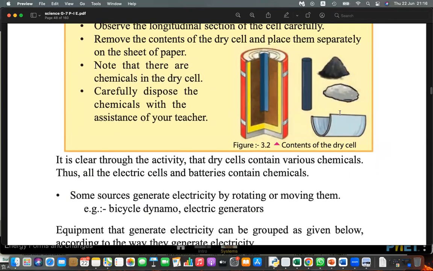And finally, we need to know about what this dry cell is.